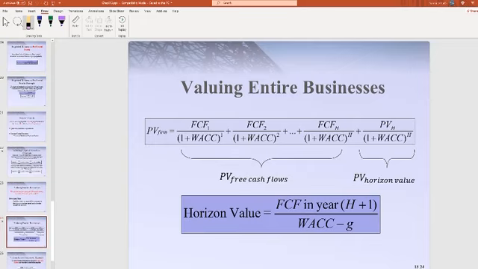Remember, we also have another component in the formula, which we call the horizon value. To calculate this, we normally do it on the side, and then put it in the formula. The horizon value, VH, is equal to the free cash flow in the last year, multiplied by 1 plus the growth, divided by WACC minus G. This is the formula, and we have an example in the next slide, inshallah.